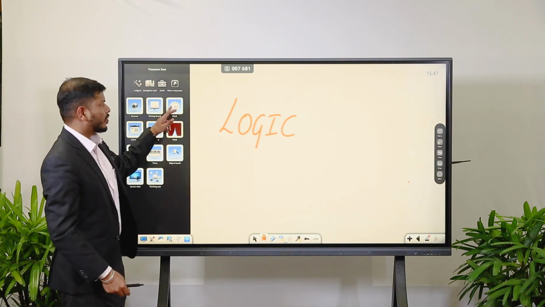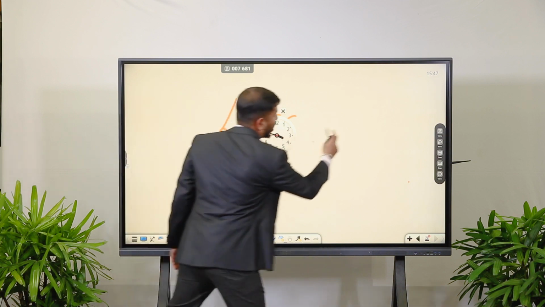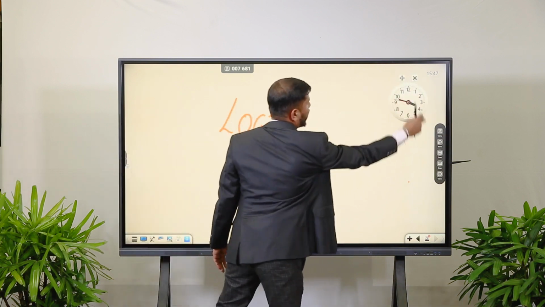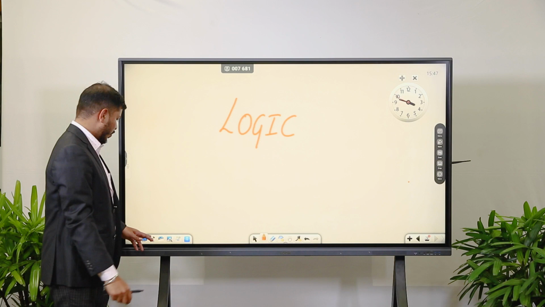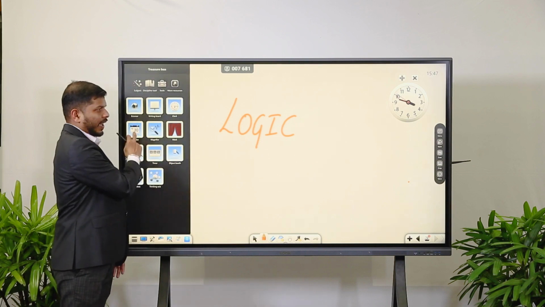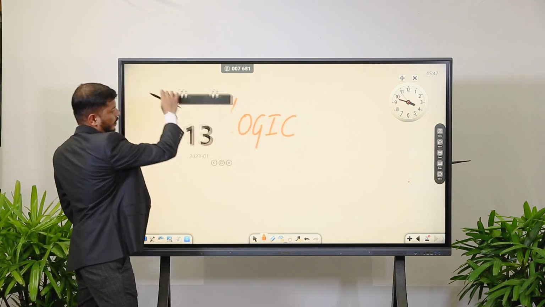After that, we have a clock. If they want to show the time to the class, we can place it anywhere in the presentation mode. After that, we have a calendar as well to show the date along with the time.